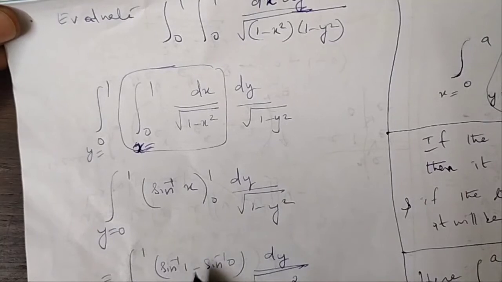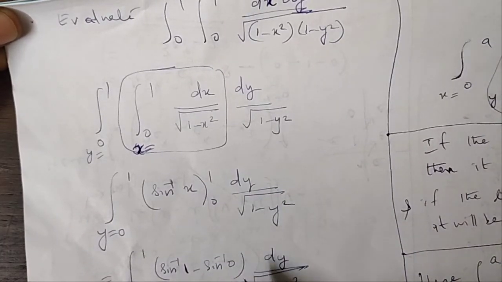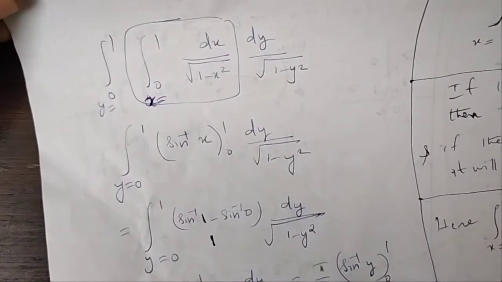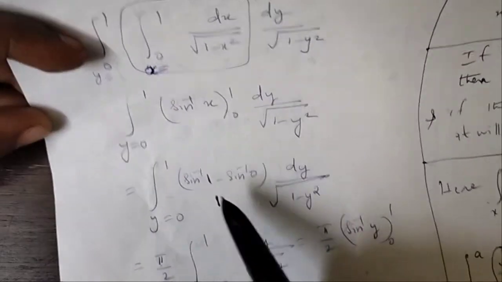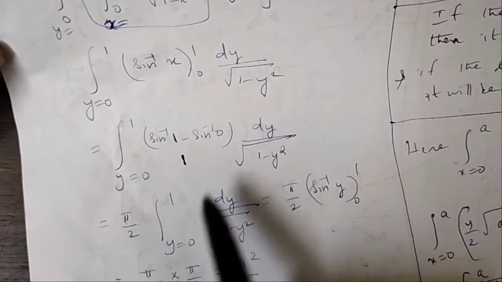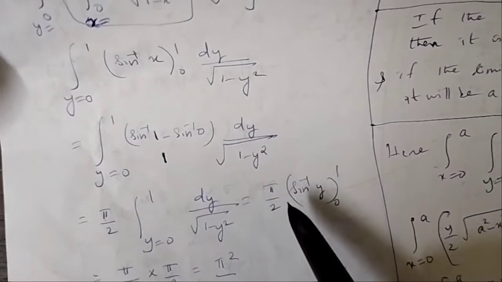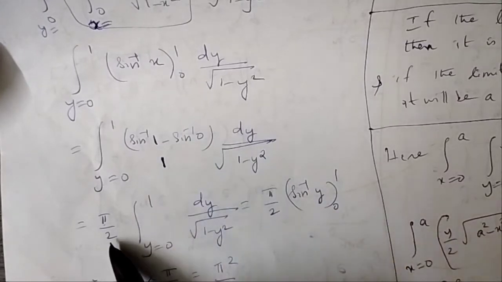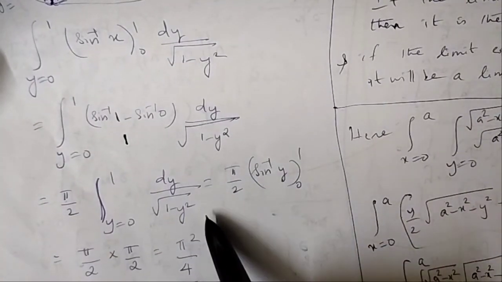So what is sine inverse 1? Upper limit minus lower limit means sine inverse 1 minus sine inverse 0. Sine inverse 1 is pi by 2. Sine inverse 0 is 0. So it is pi by 2. Then the single integral remains, y from 0 to 1, dy by root of 1 minus y square. Sine inverse 1 is pi by 2, so we can take it outside the integral. So pi by 2 into integral dy by root of 1 minus y square.